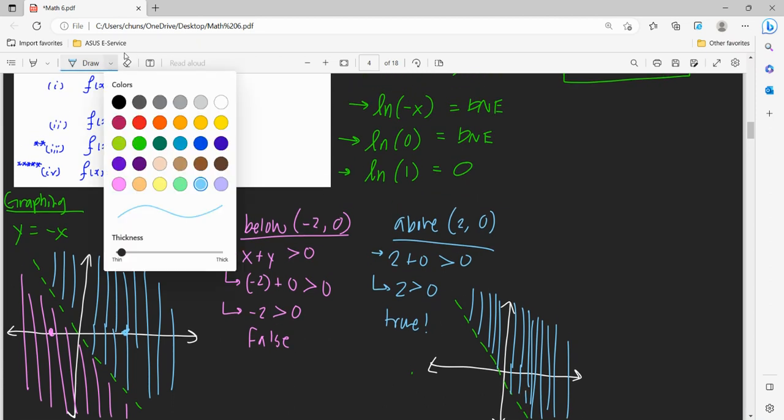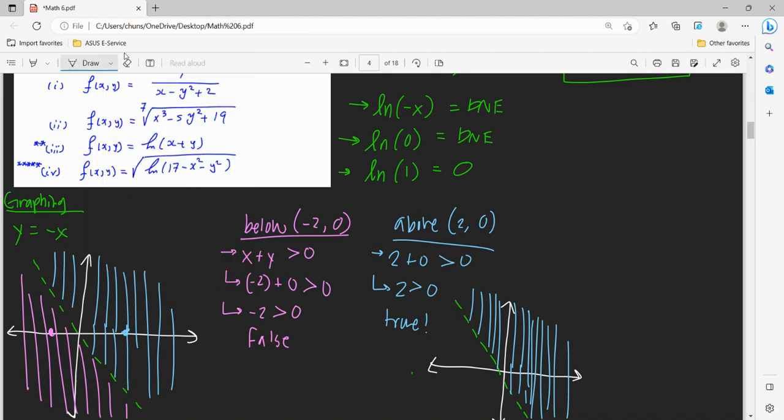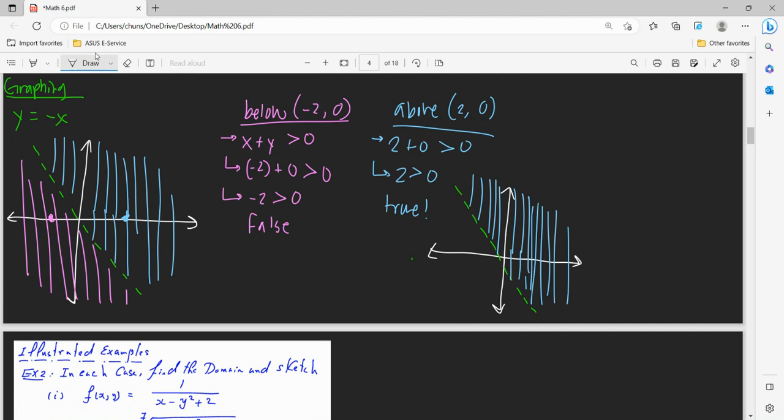So finally, writing this out, our domain is equal to, I need a little more room to write this. For every x and y in 2-space, x plus y must be greater than 0. Okay, and that is our third example done.